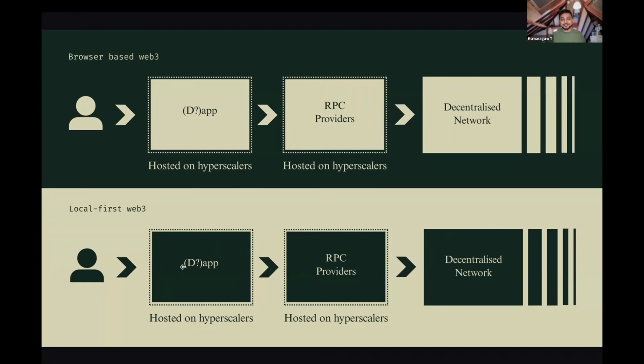Sorry for not updating the image. I was just doing it a few minutes before this workshop. But then you have the user talk to a DApp, which is Logos Basecamp, which accesses the decentralized network without any middleman hosted on a hyperscaler. So you get rid of both elements here: the DApp hosted on a hyperscaler and the RPC provider hosted on a hyperscaler. By hyperscaler, I mean pretty much anything that includes AWS, Vercel, or anything that you use for cloud deployments these days.